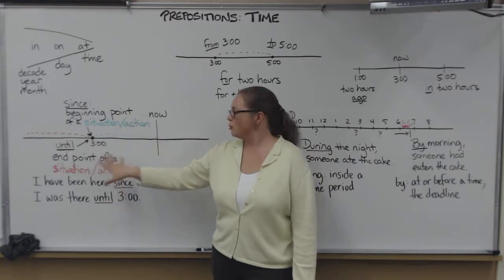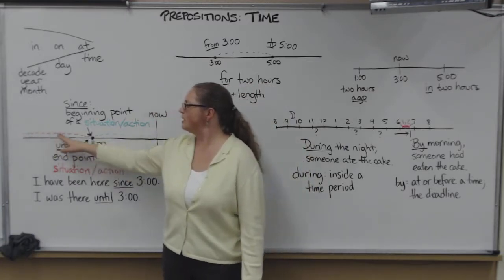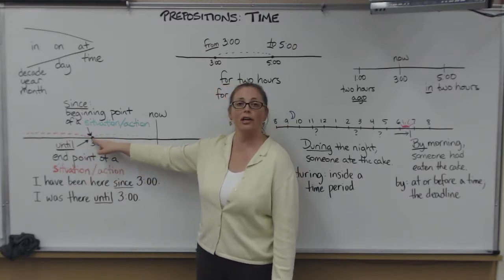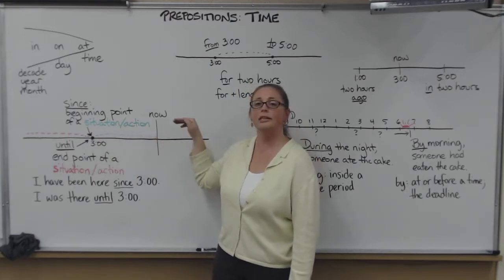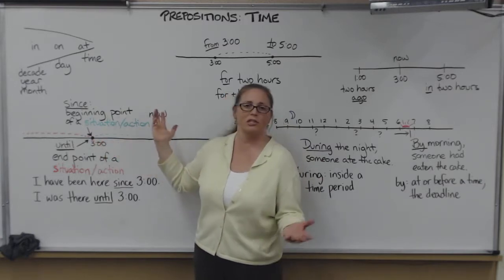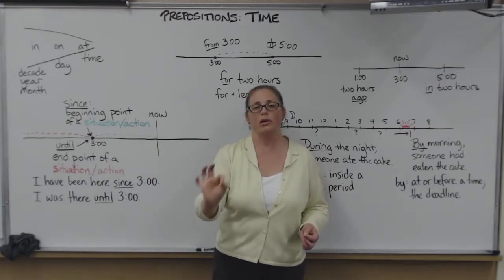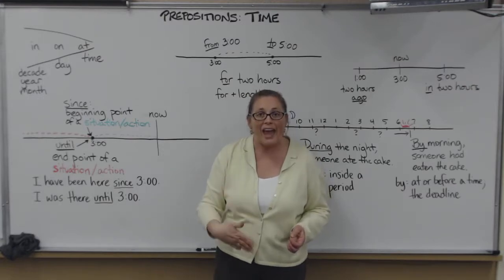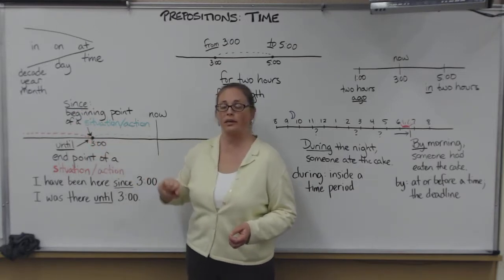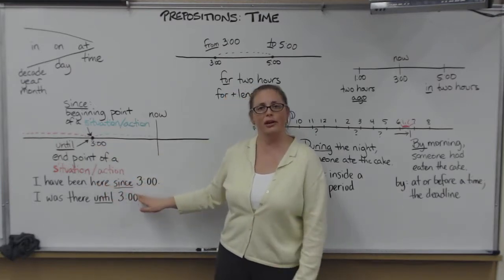Here is a drawing representing a timeline with an action that is continuing to an ending point and another action that is starting at this point and continuing until now. When you are using this point, let's just say 3 o'clock, as your beginning point of an action or a situation that continues until now, you use since with this beginning point. So, I have been here since 3 o'clock.